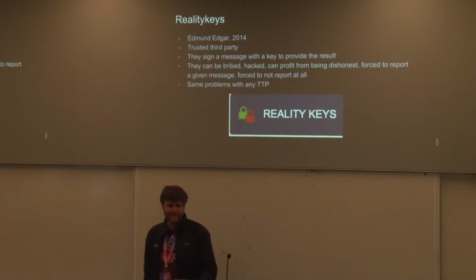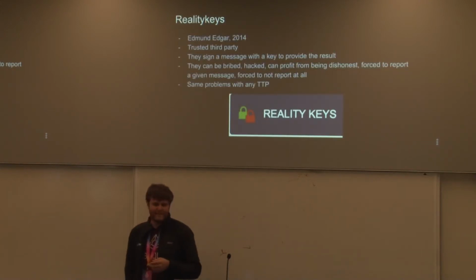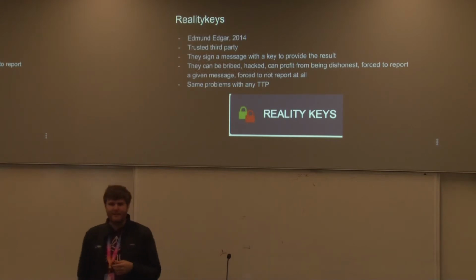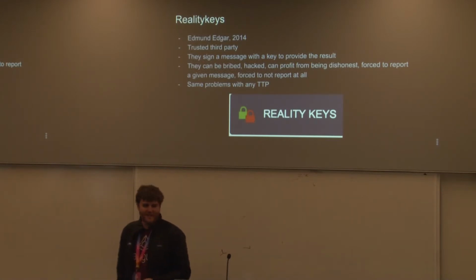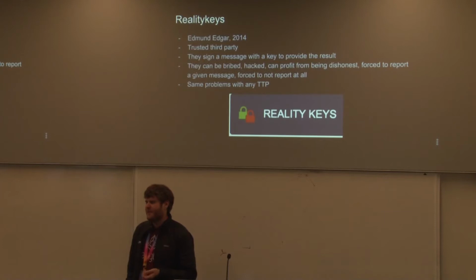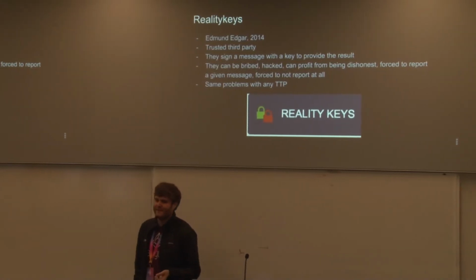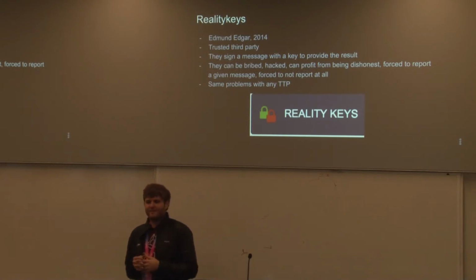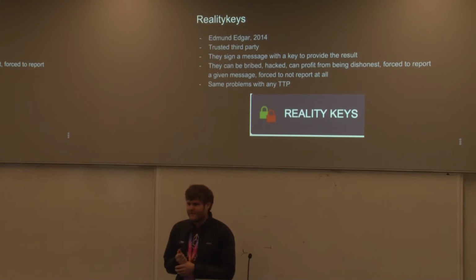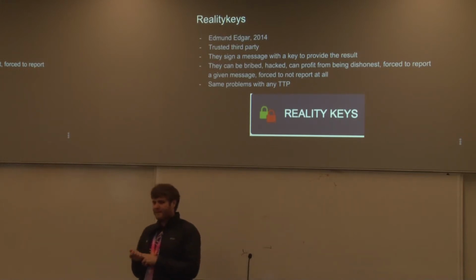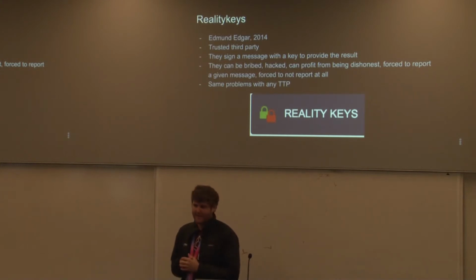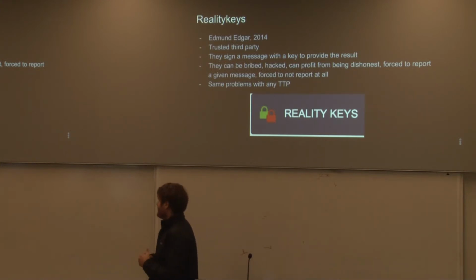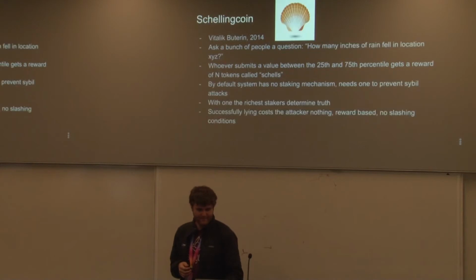In the beginning, really the first thing that was ever launched in this space was this project called Realitykeys. The way it worked was basically this guy, Edmund Edgar, published a website where he would sign messages, and he would sign messages that had results from any website. It was basically a completely trusted third-party style system. Problems with this: they can be bribed, they can be hacked, they can be forced to do something, they can be coerced, and it has all the classic problems any traditional trusted third party has.